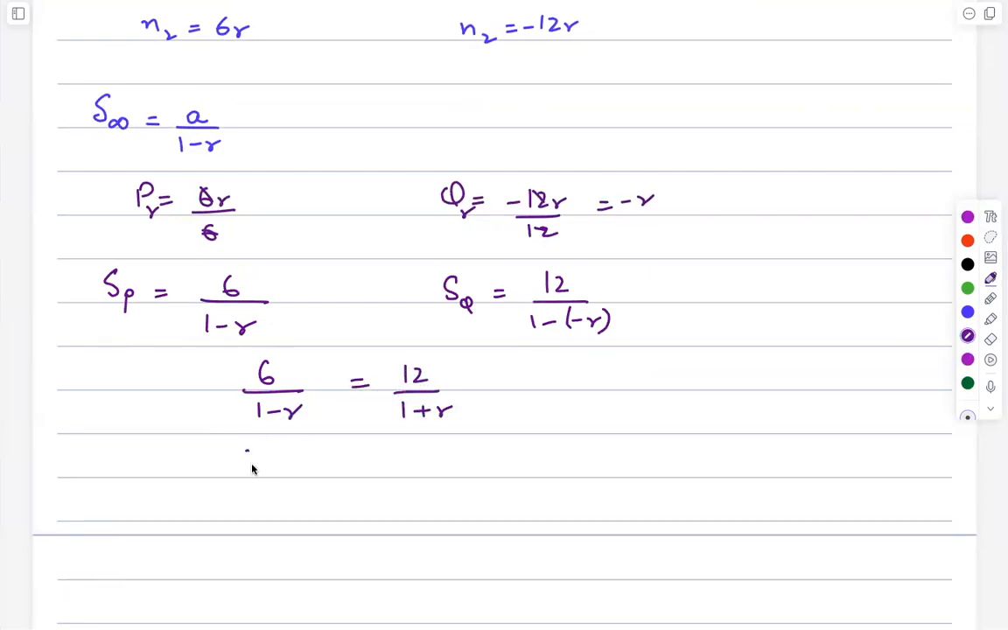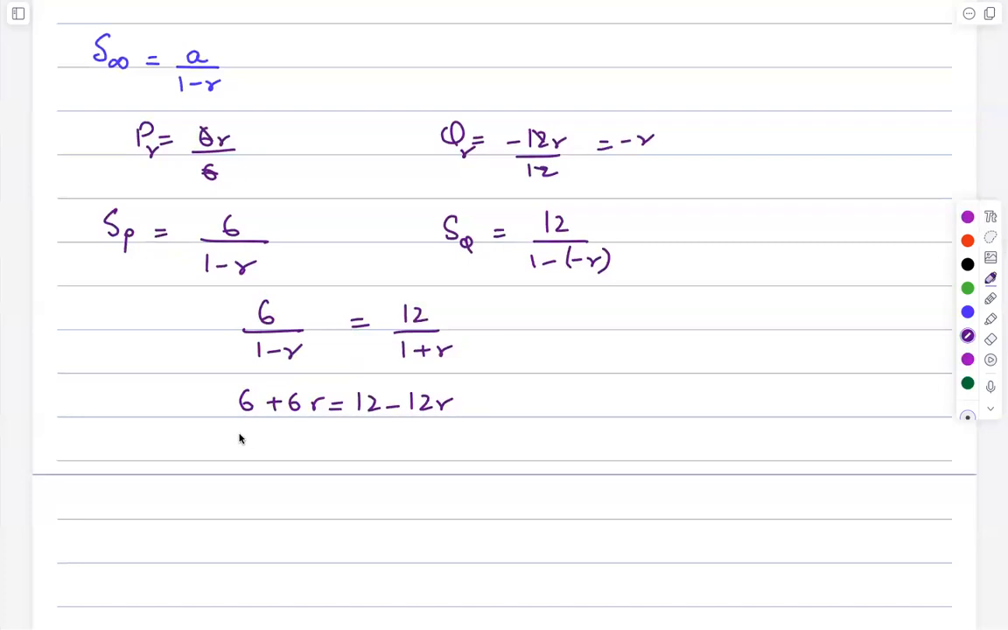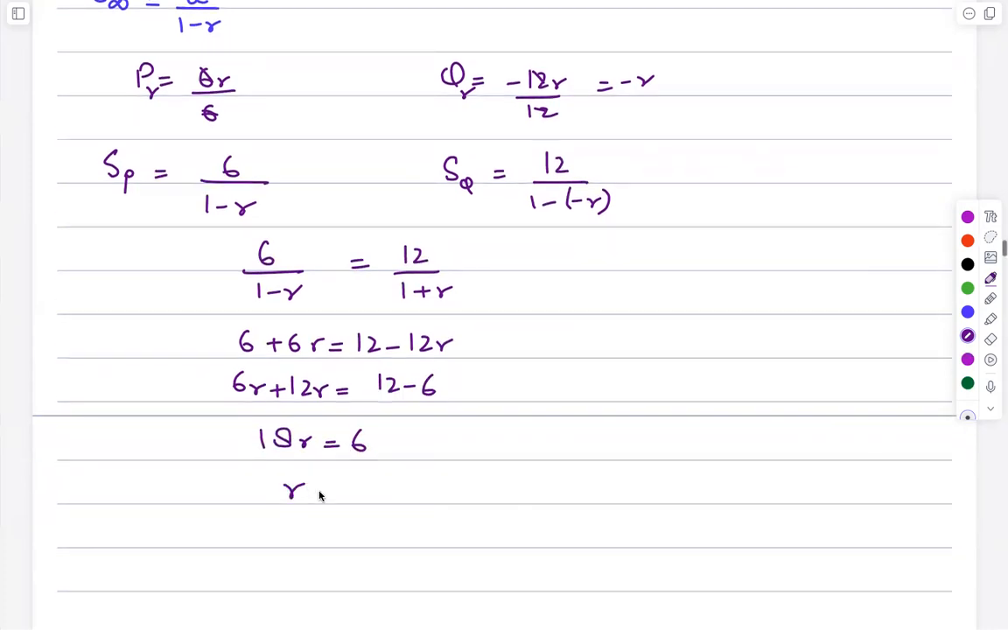Cross multiplying, we'll get 6 plus 6r equals 12 minus 12r. Taking 12r on the left hand side, we'll get 6r plus 12r equals 12 minus 6. So 18r will equal 6, and the value of r will be 1 upon 3. Once we have the value of r as 1 upon 3, we can find the sum to infinity.